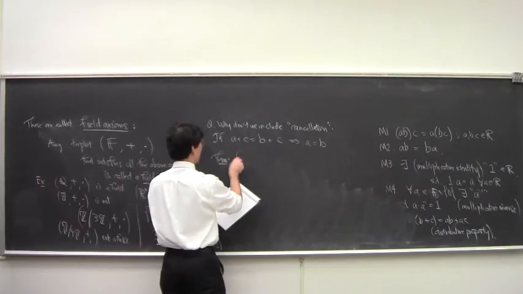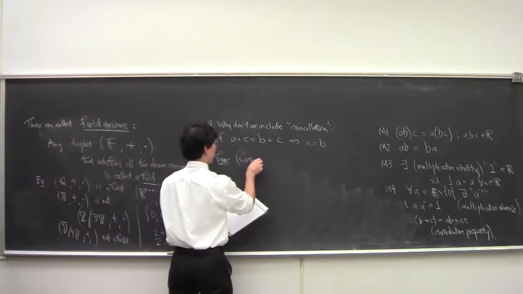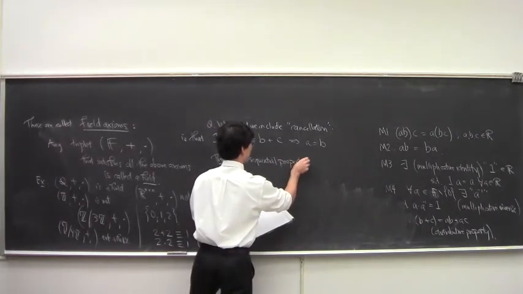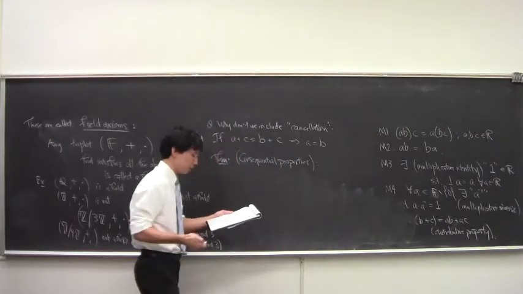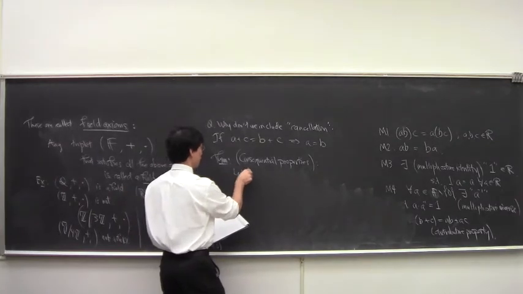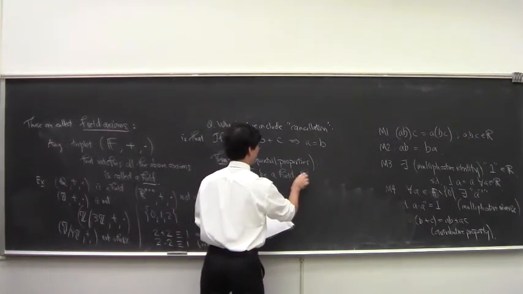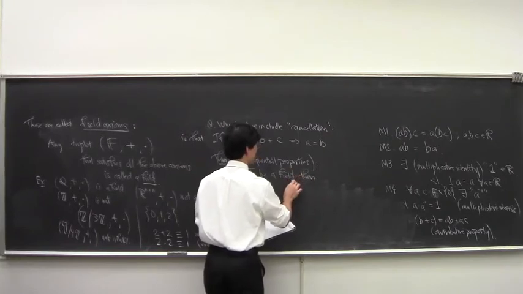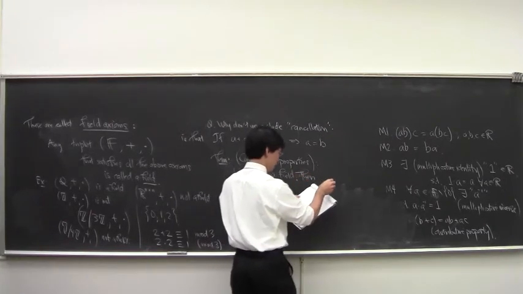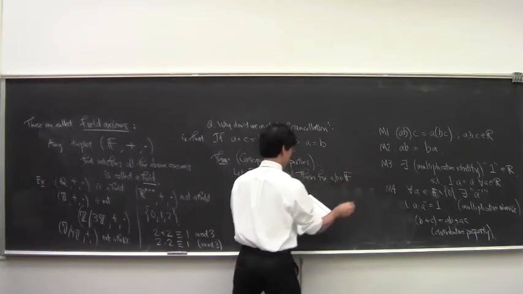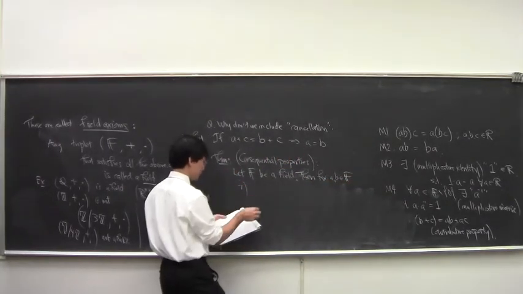So, consequential properties. Right, so let F be any field, then for A and B in F, you have a bunch of properties that follow.